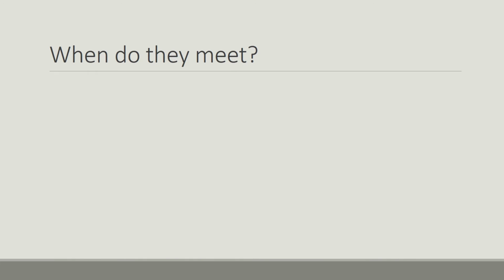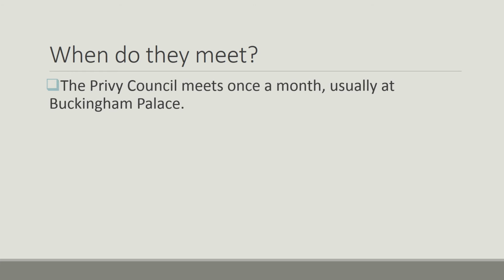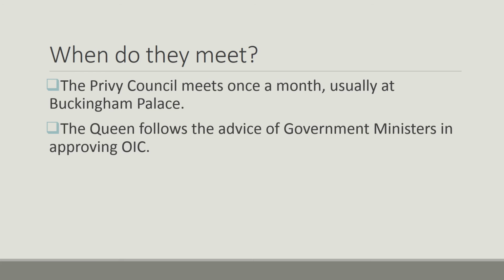Once you've dealt with who the Privy Council are, have a think about when they meet. They meet once a month, usually at Buckingham Palace. The Queen follows the advice of government ministers in approving orders in council, and orders in council are enforceable in court.